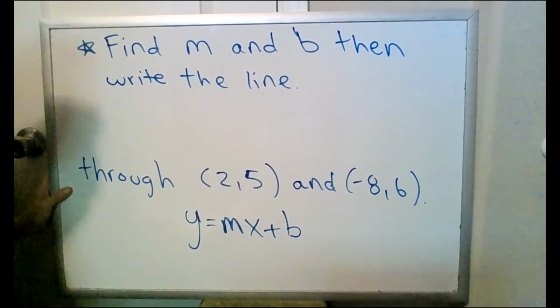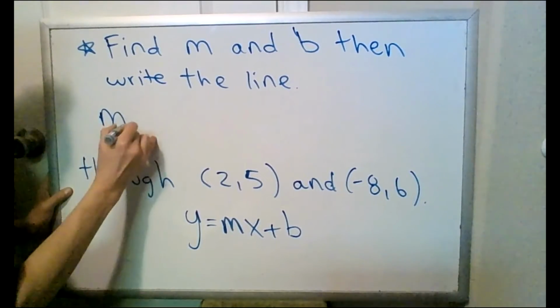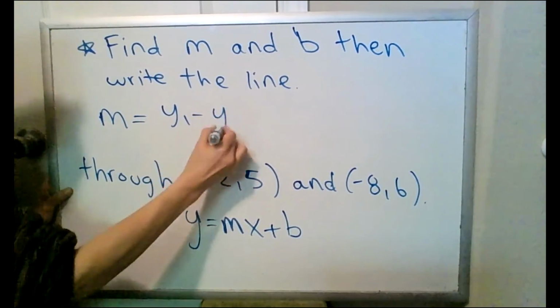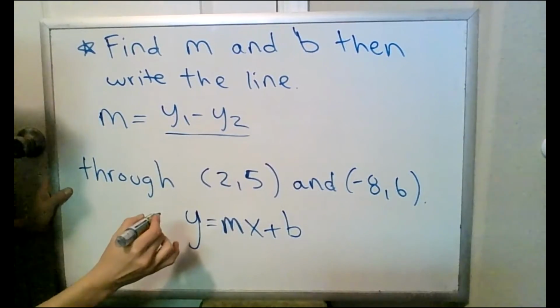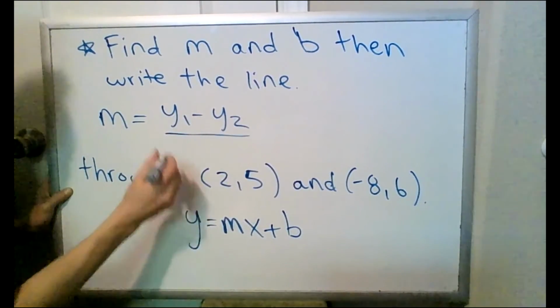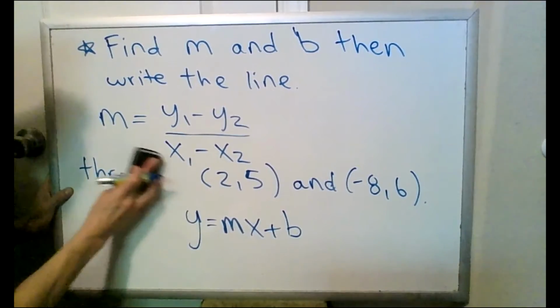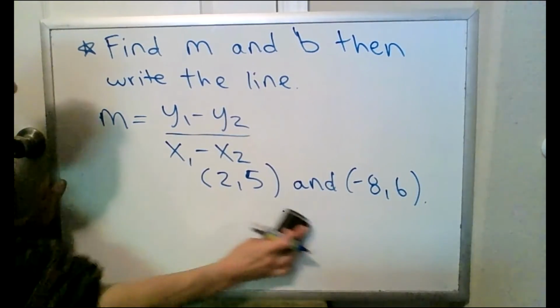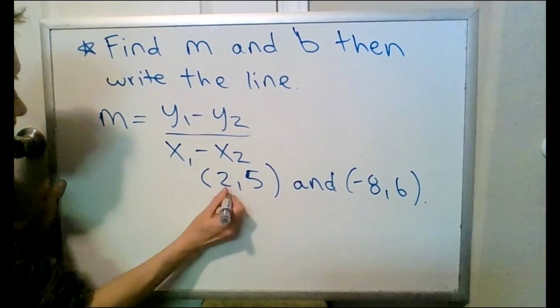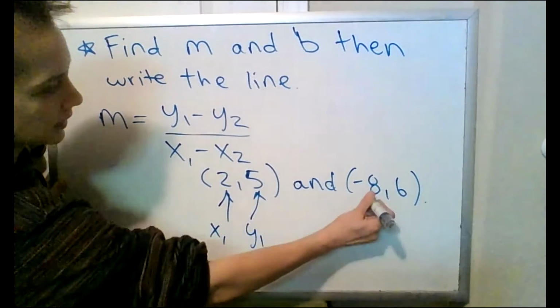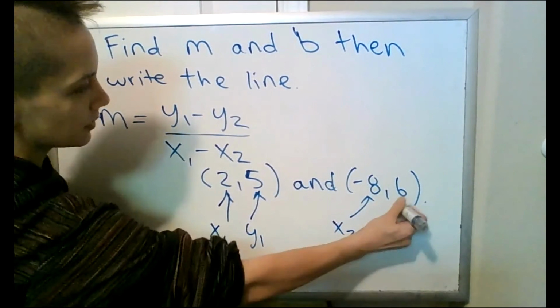Okay. So m is your difference in y values, y1 minus y2, divided by the difference in x values, and match up your subscripts. So x1 subtract x2. This is x1 and this is y1. Here's x2 and that's going to be y2.